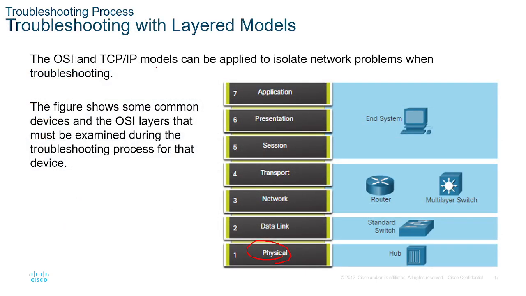And troubleshooting with layered models. The OSI and TCP/IP models can be applied to isolate network problems when troubleshooting. So if an end user has a problem, you will check the application, presentation, and session layers. Most probably in these layers you would have the problem. Well, if it is the transport layer, we mean things like ACL; the network layer, like IP address or accessing the internet. The data link layer would be a standard switch, and the physical layer would be a hub. So you can check these layers and also their represented devices.